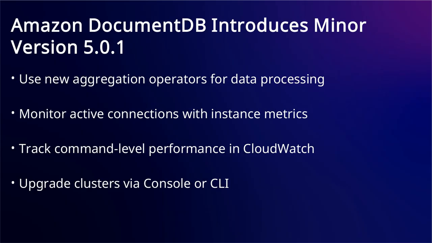Managing database versions and monitoring capabilities in Amazon DocumentDB requires control over feature adoption and observability. You can now specify minor version 5.0.1 when creating new clusters or upgrade existing 5.0.0 clusters using the console or CLI with the modify-db-cluster command. This release introduces aggregation operators like $rand, $pow, $dateToParts, and $dateFromParts for data processing tasks. You can monitor active connections at the instance level to track database load.